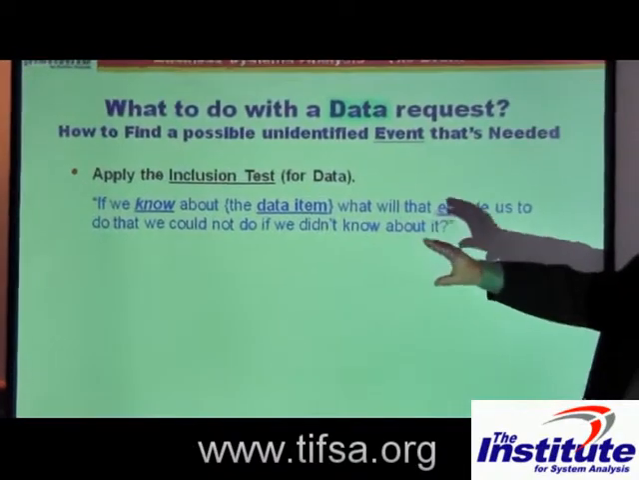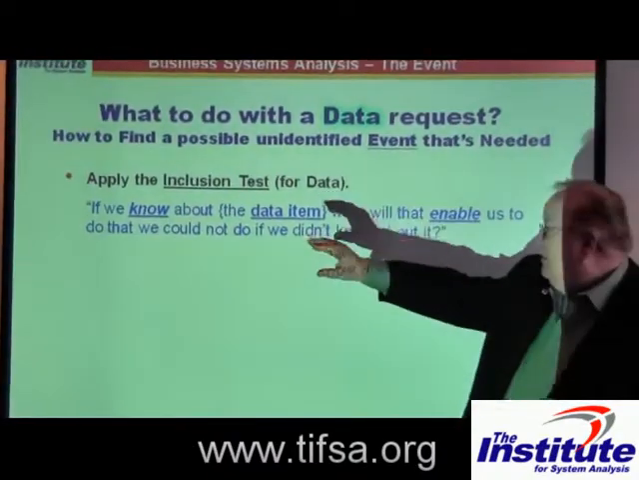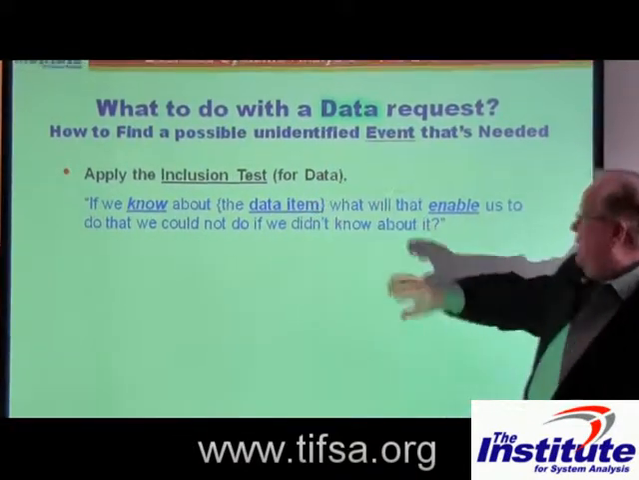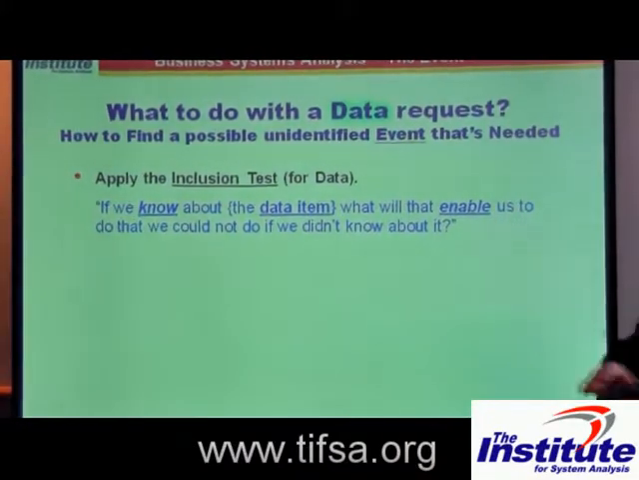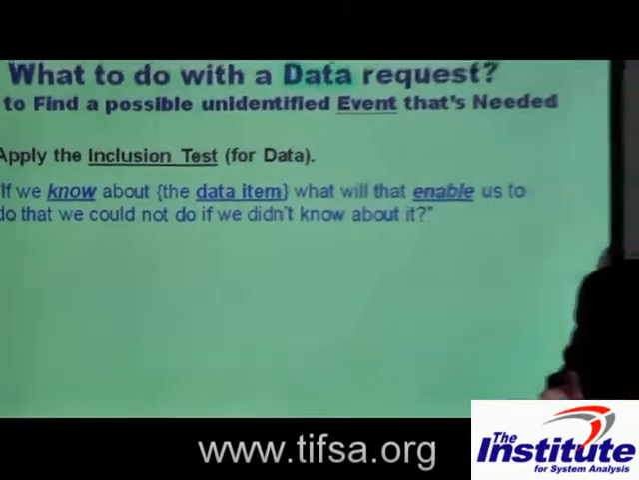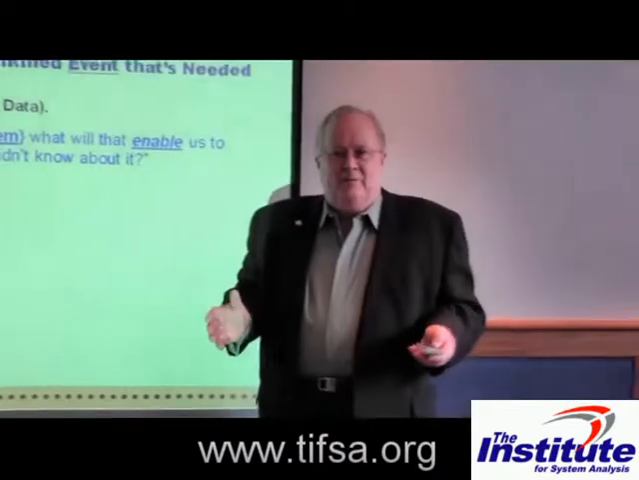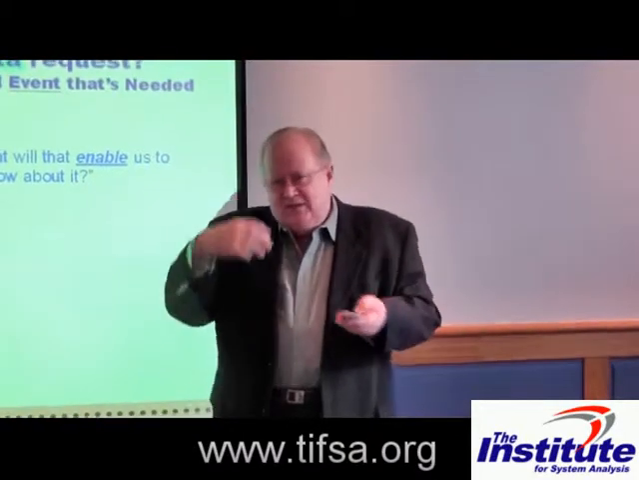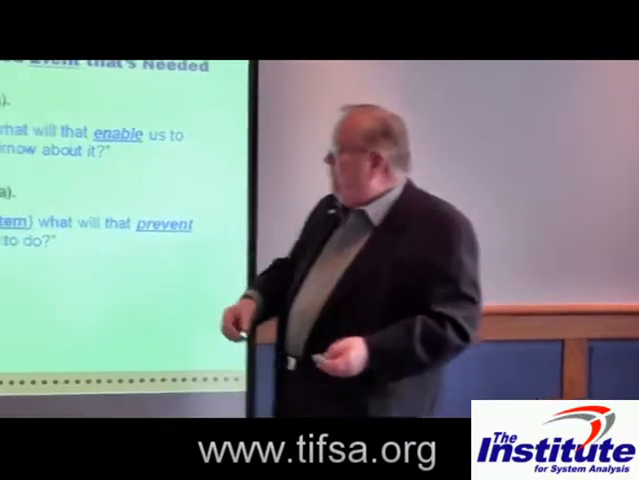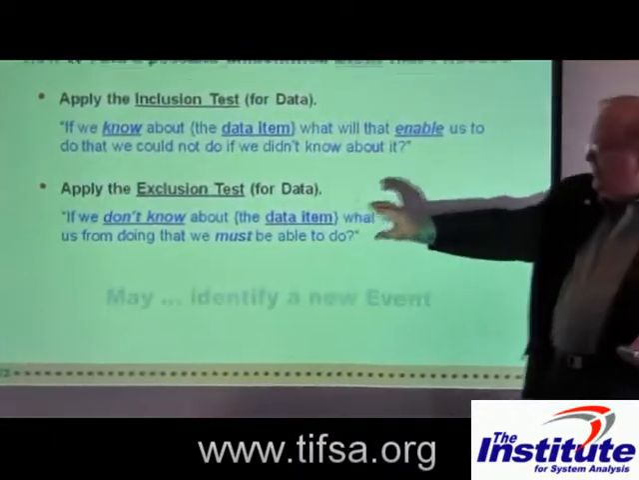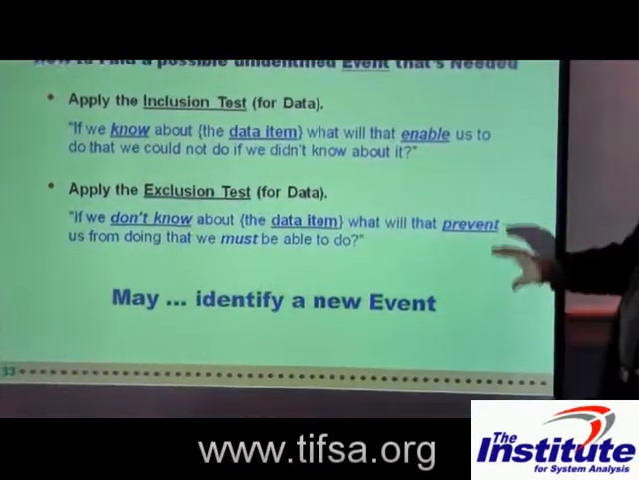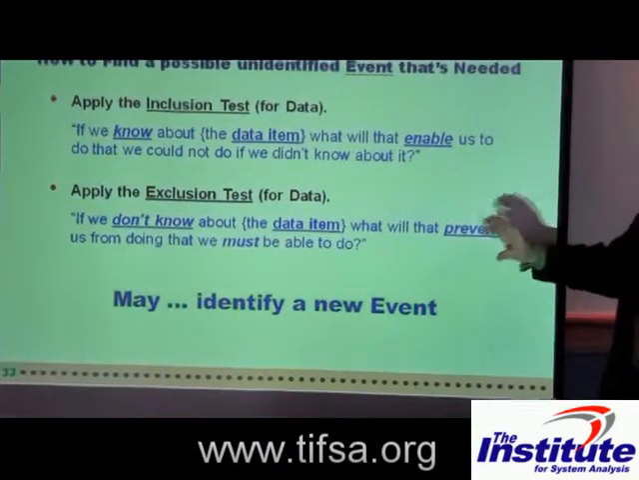So we can then ask this question. Look, if we know about the date of the request by the deputy department, what would that enable us to do that we could not do if we didn't know? Now, some people will have no trouble with that question, but other people will say, I missed that one, because they see things in a different way. So you could ask it as an exclusion question instead. If we don't know about the date of the request by the deputy department, what will it prevent us from doing that we have to be able to do?